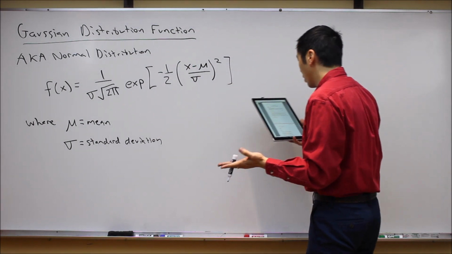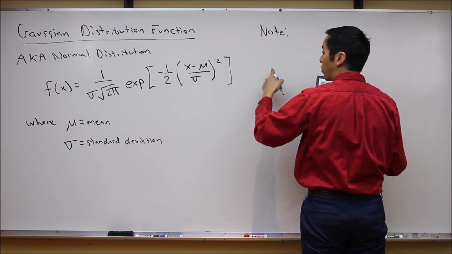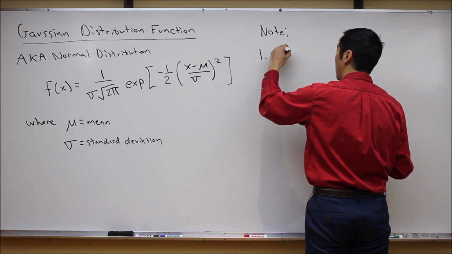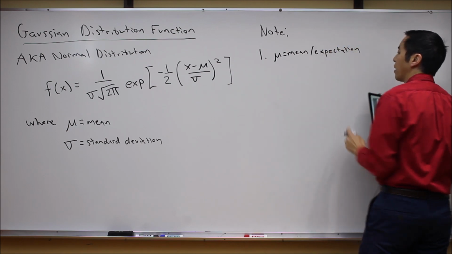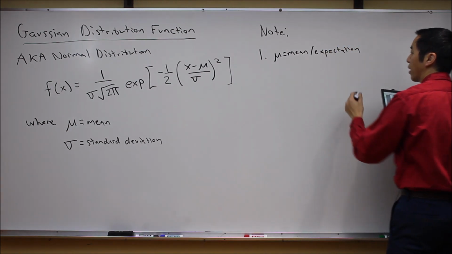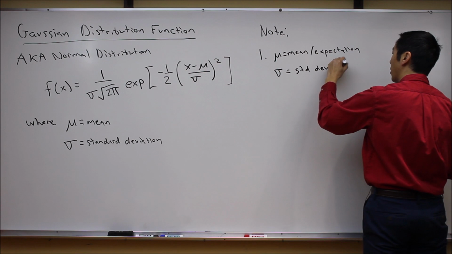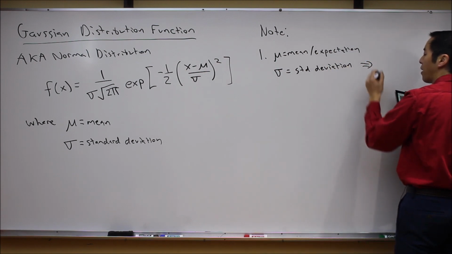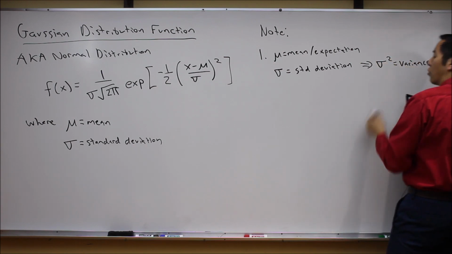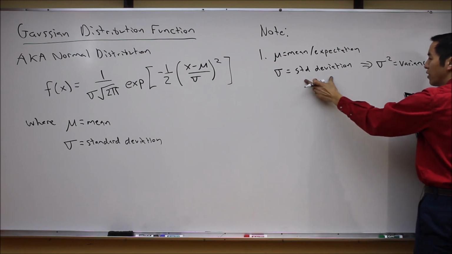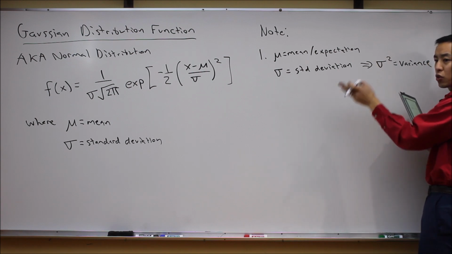Let's make a couple of observations about this function. Some things to note. Like we said earlier, mu is the mean, right? Sometimes you might also hear this referred to as the expectation. It's basically where most of the probability is centered around. And then sigma, like we said, is the standard deviation. But sometimes you'll see people want to talk about variance, which is nothing more than sigma squared. So really this is pretty simple: standard deviation and variance are basically referring to the same thing. One of them is just the square or the square root of the other.